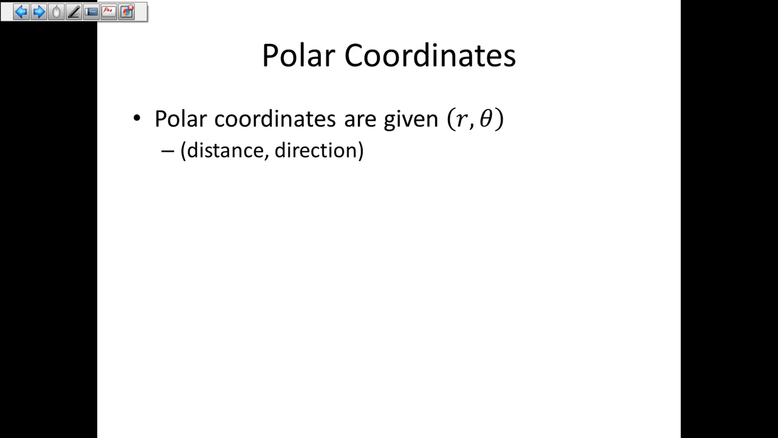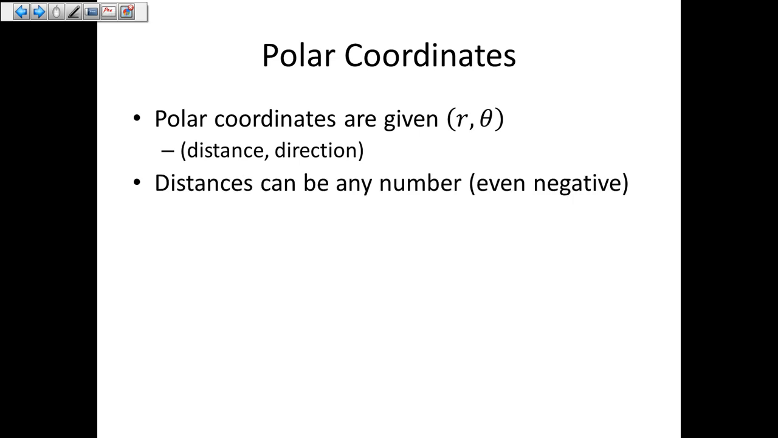So polar coordinates are given as r, theta. That's a distance and then a direction. So the r basically stands for radius. It's a distance from the pole, and the direction to get to that point is measured from that positive x-axis that's now called the polar axis. The distances can be any number.